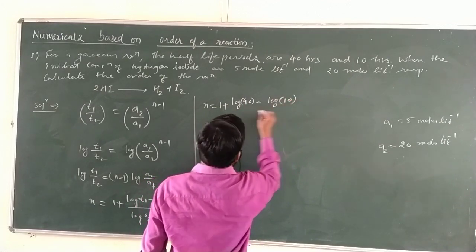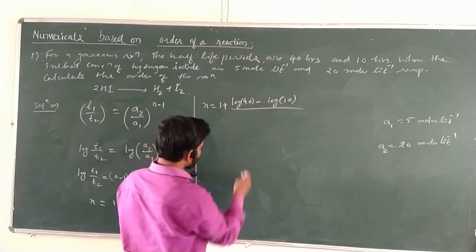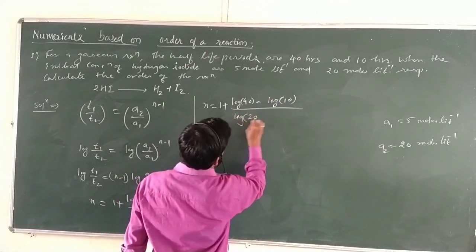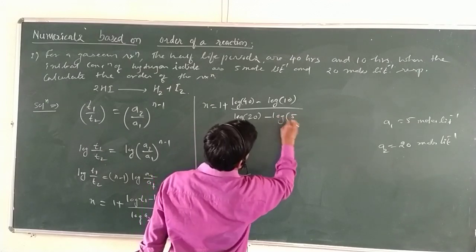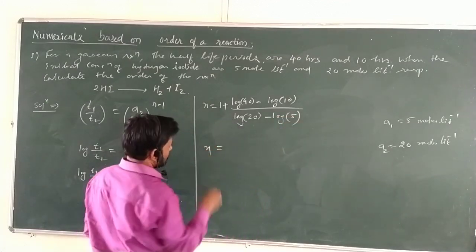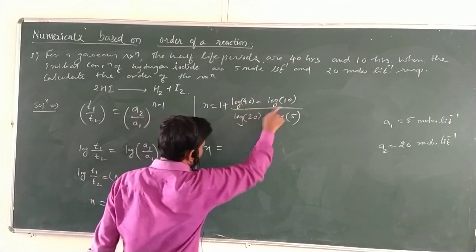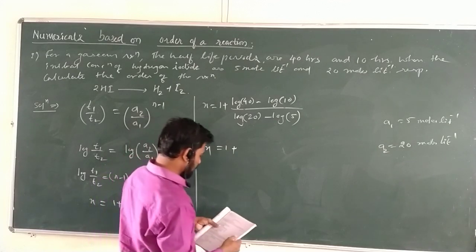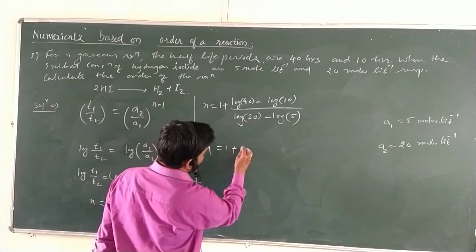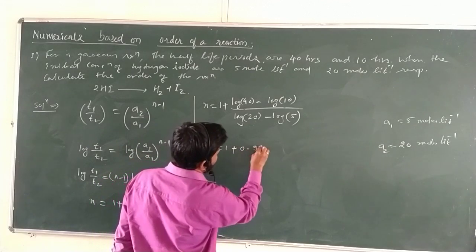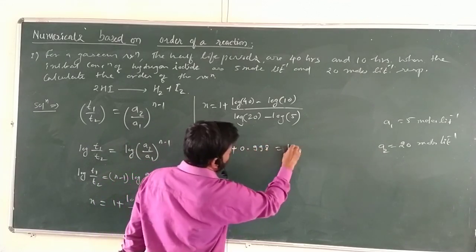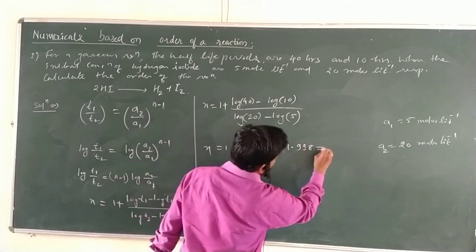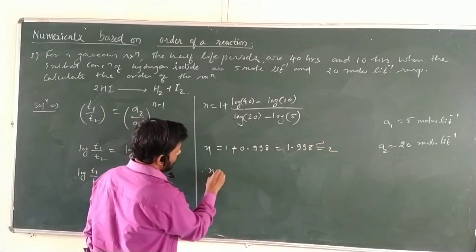That is of 10 hours. Here again, log of the concentration of A2 is log 20 minus log 5. If you simplify it, log 40 minus log 10, log 20 minus log 5. You simplify it, what you will get? 1 plus, you will get a certain value. Approximately, you will get 1 plus 0.998, which is 1.998, which is equal to 2. So, therefore, n equal to 2.